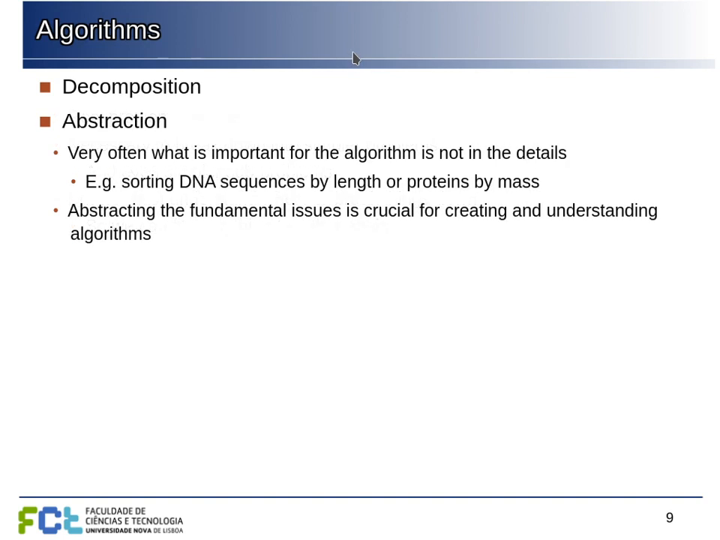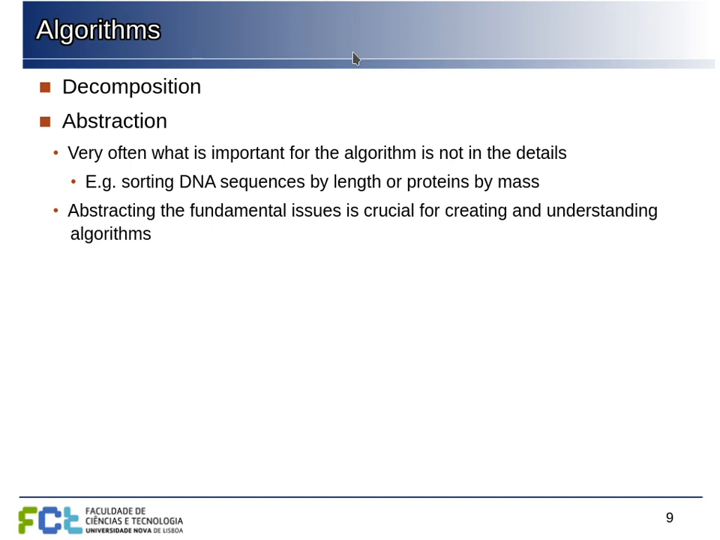Another important skill is abstraction. It is often the case that the algorithm that we need, the procedure that we need to think of, is not dependent on many details of the actual problem. For example, if we want to sort DNA sequences by length, or we want to sort proteins by mass or something like that, all of these in the abstract are just sorting problems. So it's just a problem of sorting a set of values. It doesn't matter if the values are the number of nucleotides or the mass in kilodaltons or something like that.